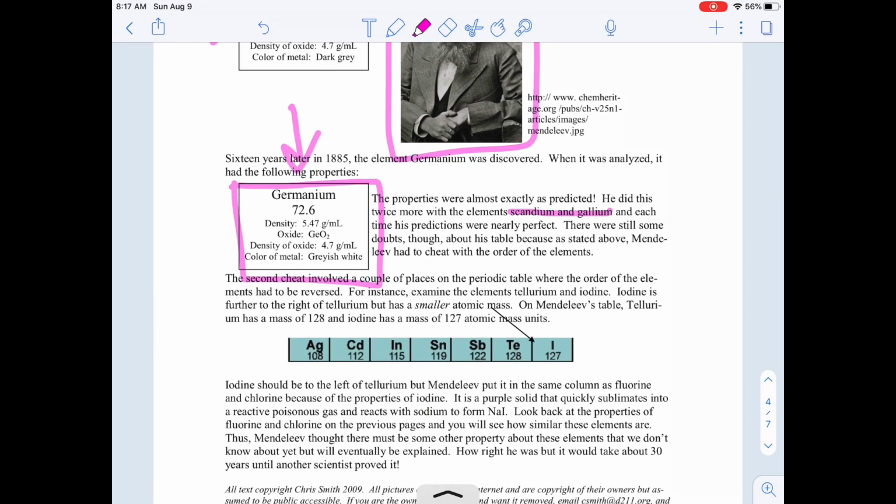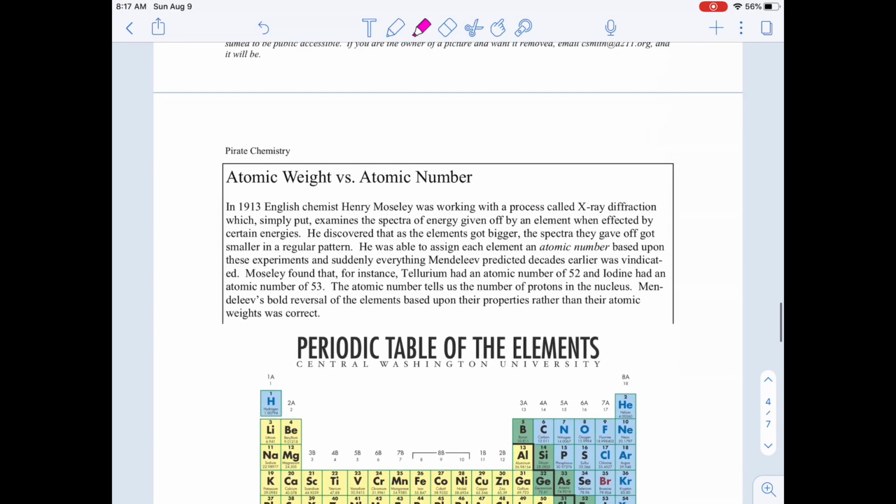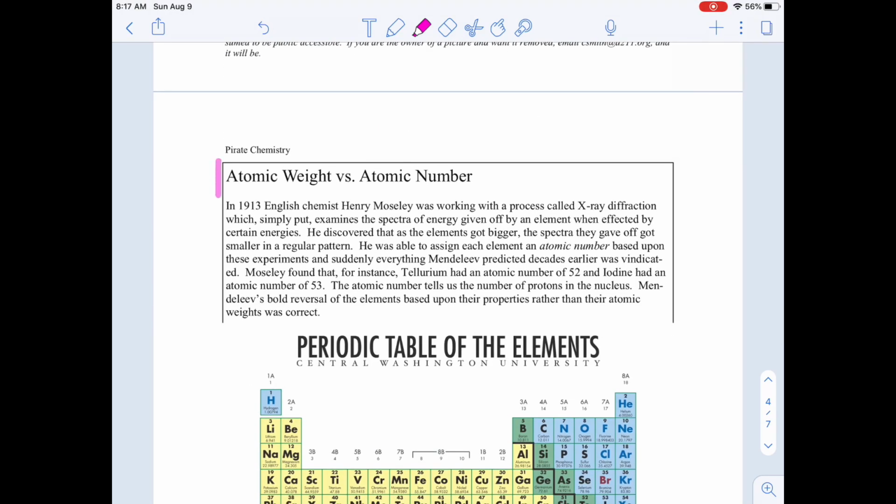However, how he organized it, I should say, was he organized them by mass. Okay, he organized his periodic table by mass. Now, that is really the only mistake he made. Mendeleev did 99% of the work.